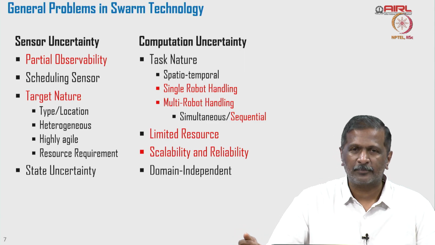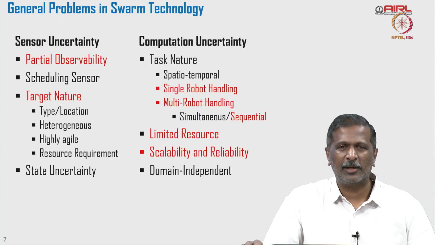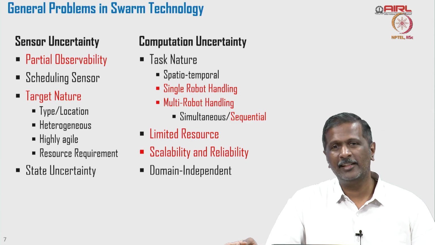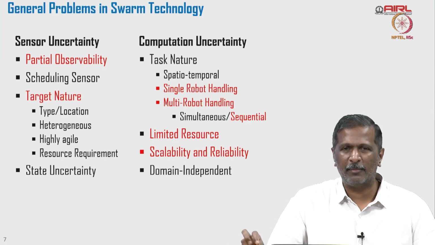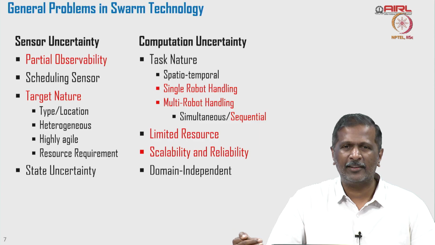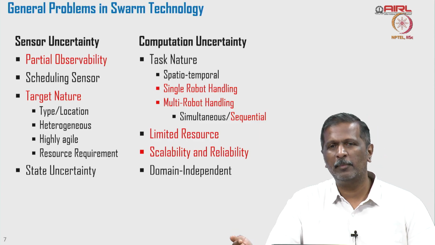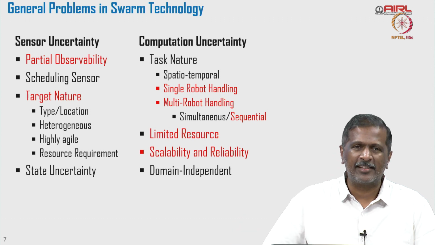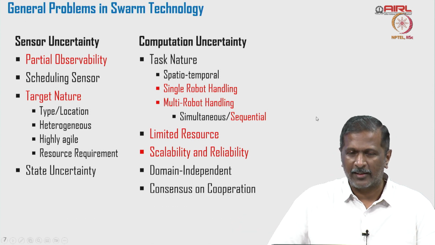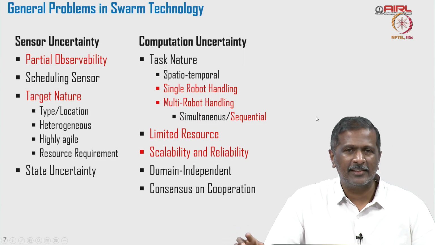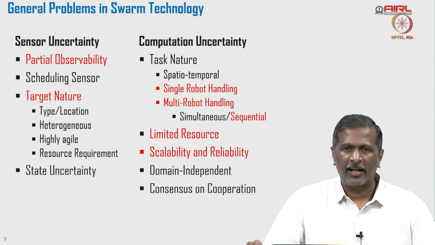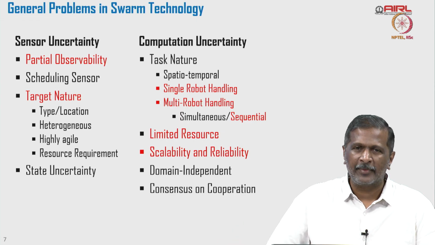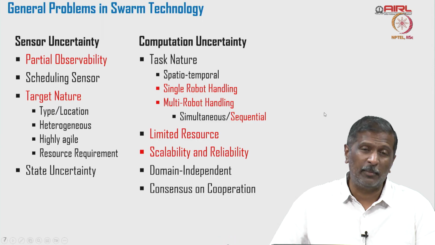On top of it, the no free lunch theorem comes into the picture. No algorithm works for all conditions. Even though you have a camera, different algorithms detect the target with a different probability. Which one to use? When do we use? That will also add an uncertainty in your computation. The biggest challenge is consensus on cooperation. I see a target, you also see a target, who will go and act on it? That cooperation is also required, which requires computation again.